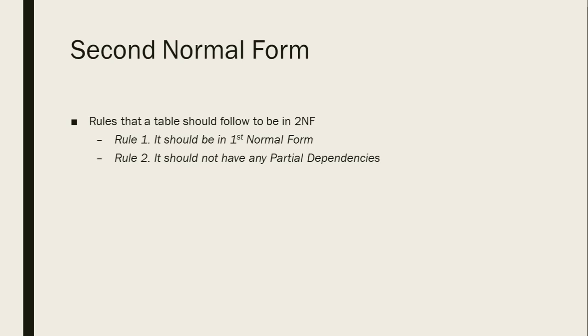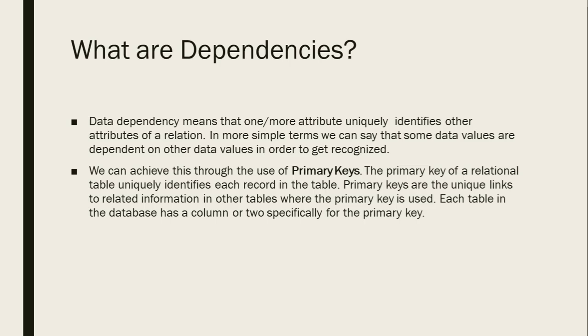Let's talk about the second normal form. There are only two rules that the table should follow to be in the second normal form, and that is it should be in the first normal form, and then the second rule is it should not have any partial dependencies. So let's talk about partial dependencies. So what are dependencies again? Data dependency means that one or more attributes uniquely identify other attributes of a relation. In more simple terms, we can say that some values are dependent on other data values in order to get recognized.